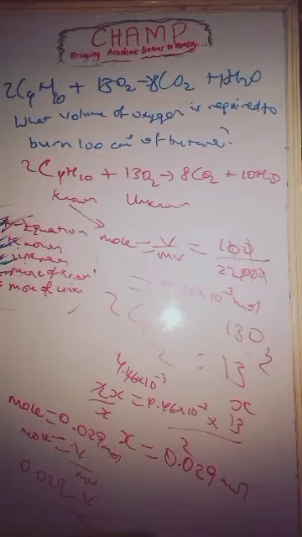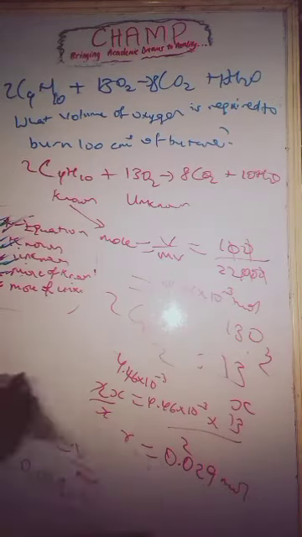I intentionally stick with this method so that if you are new to this topic, you will understand it really well. Volume is equal to, when you multiply 0.029 times 22,400, you have 650 centimeter cube. So once you just follow this method, you can always get your answer. Let's try another one together.